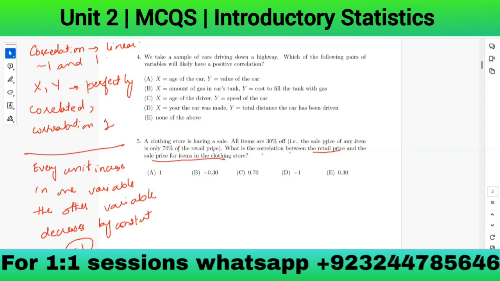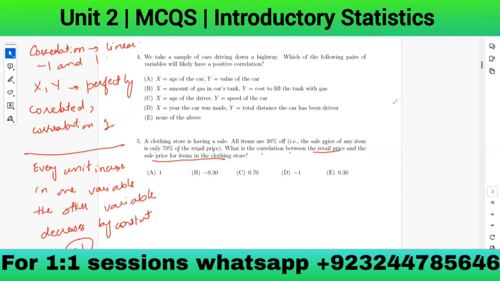So if they are perfectly correlated, then it is either +1 or -1 because the range of the correlation is between -1 and +1. If they are positive, that is, one increases and the other also increases, then it's +1. Otherwise, it's -1. So for the given example, the sale price is 70% of the retail price. Hence, the sale price is 0.7 times the retail price.